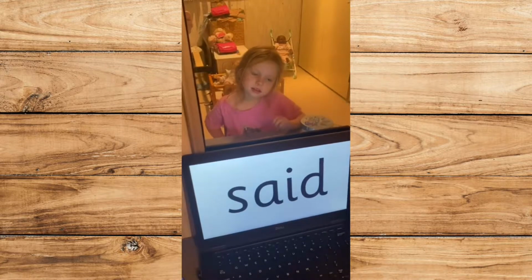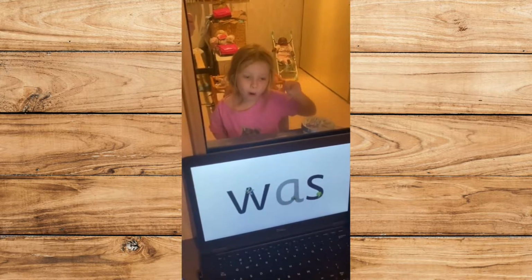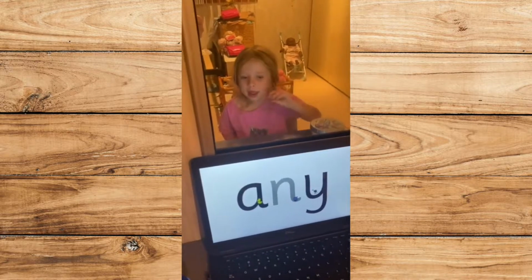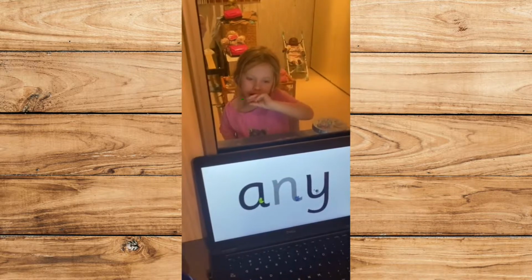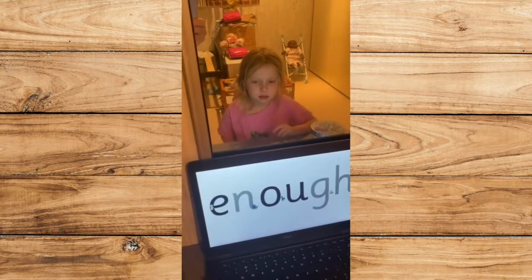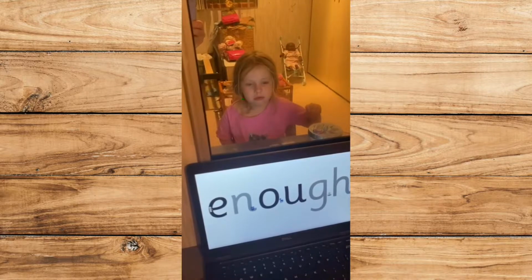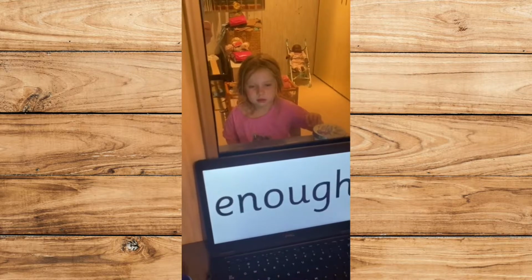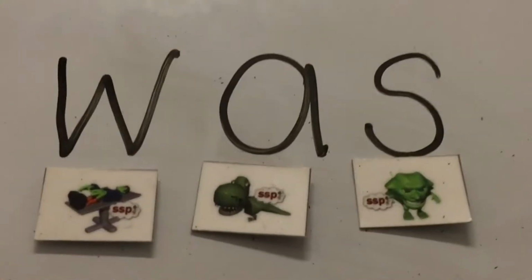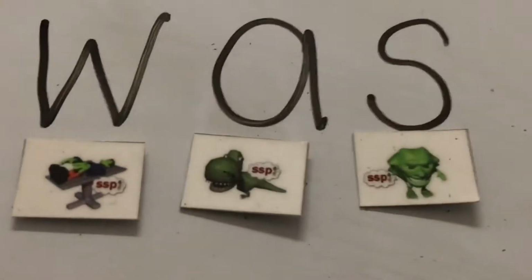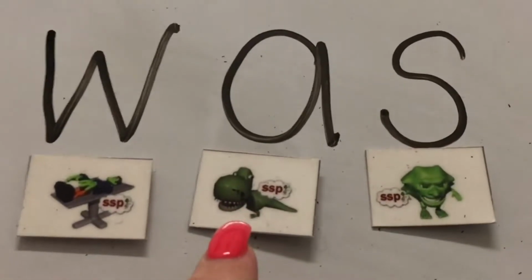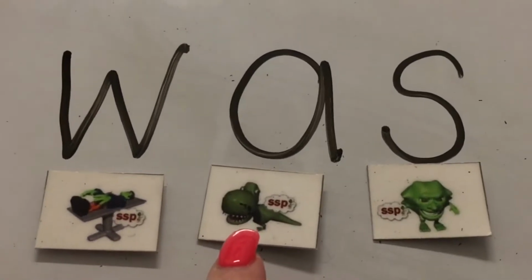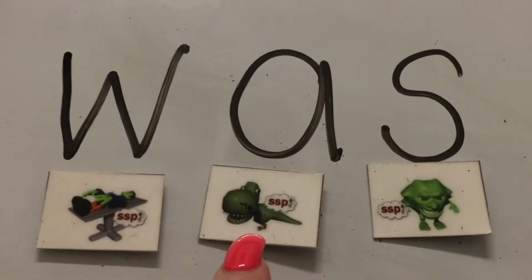Sid. What? Oh, was. E. Eddie. Eaten up. Enough. So right from the very beginning, they are aware that the speech sounds are really important, but what they map with is just as important, and it's going to change depending on the word.